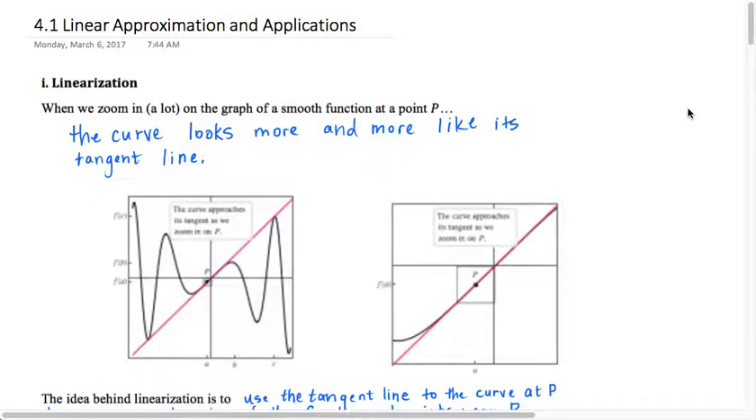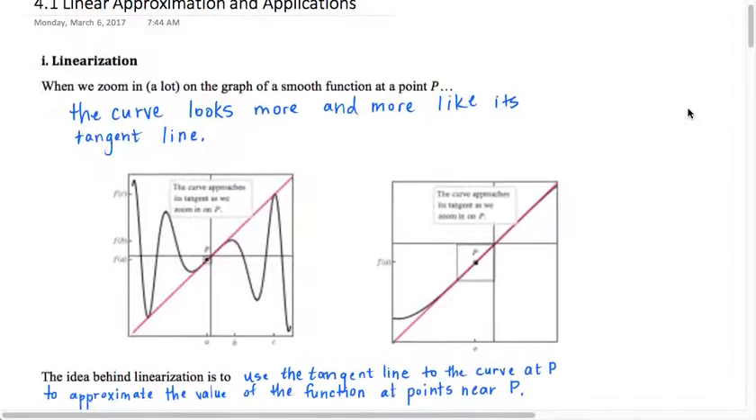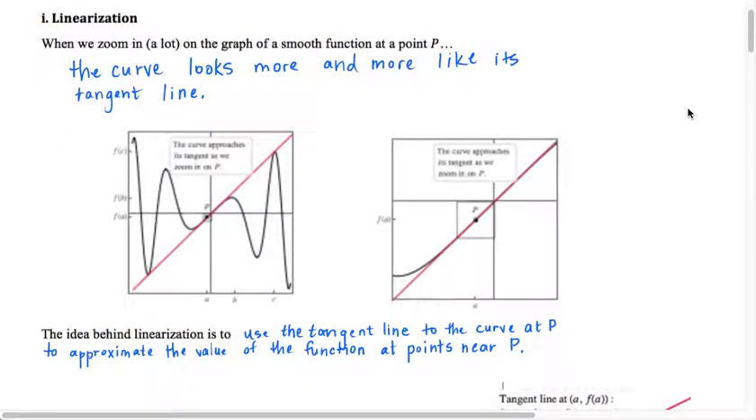Alright, in this video we're going to look at linear approximation and its applications. First we're going to look at linearization and then we will look at linear approximation. So linearization is the idea to use the tangent line to find out more about the curve itself.